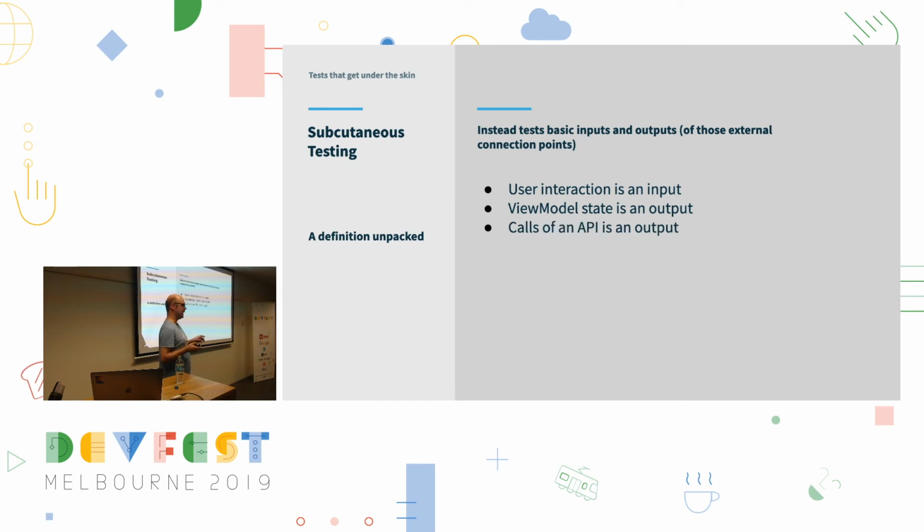The calls of an API of our system are an output similar to the view model state, because now we can verify that a specific API call has been made with specific parameters. And the responses of an API are an input into our system, so we can use them to do these permutations of data by injecting different things from the API.